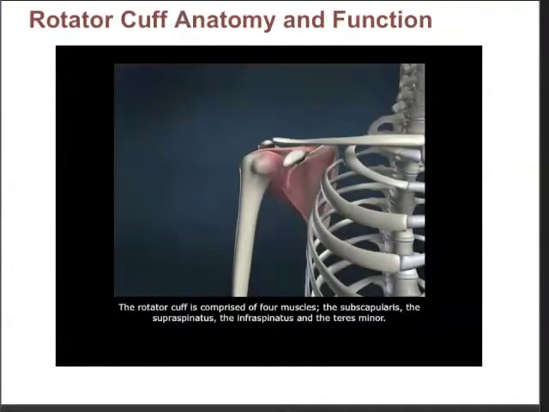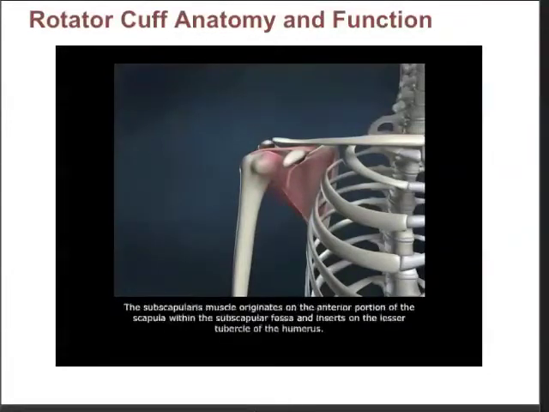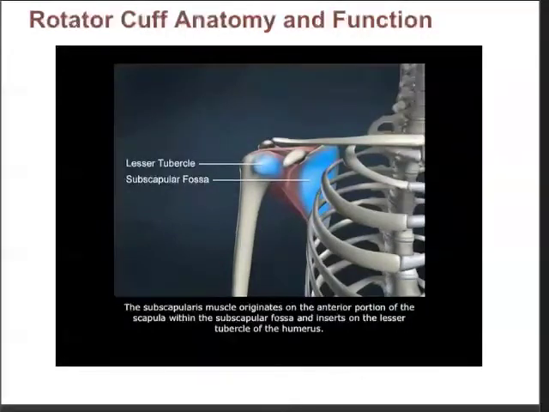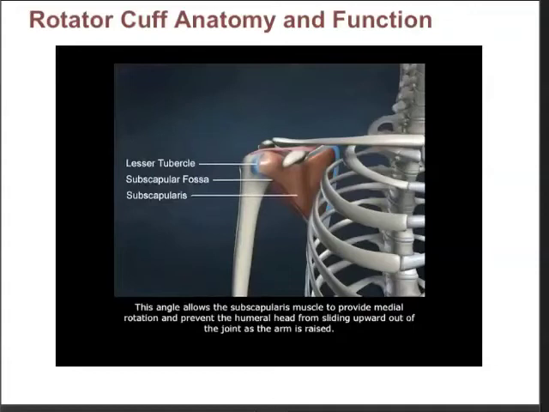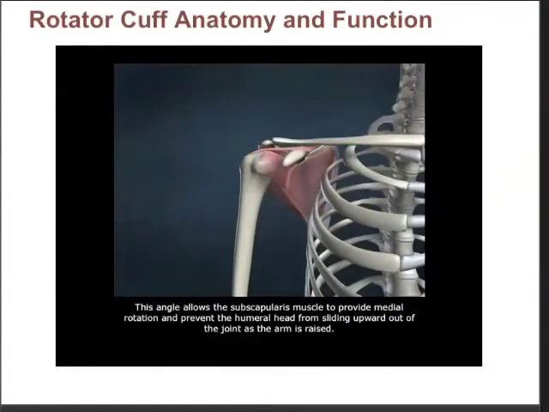The rotator cuff is comprised of 4 muscles: the subscapularis, the supraspinatus, the infraspinatus, and the teres minor. The subscapularis muscle originates on the anterior portion of the scapula within the subscapular fossa and inserts on the lesser tubercle of the humerus. This angle allows the subscapularis muscle to provide medial rotation and prevent the humeral head from sliding upward out of the joint as the arm is raised.